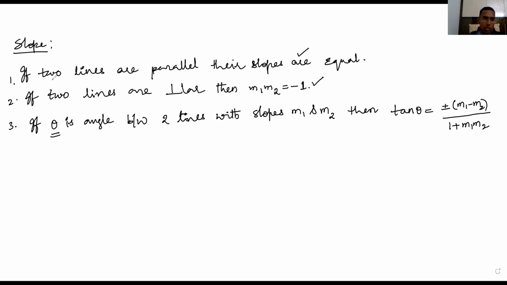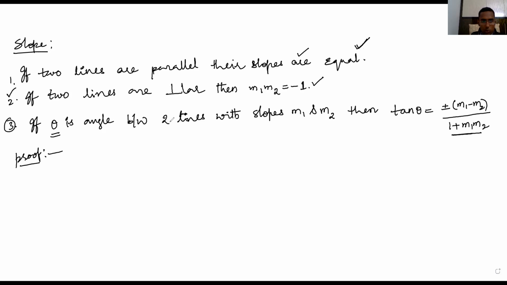So this is conventional. If two lines are parallel, then slopes are equal. That is a truth you should understand. If two lines are perpendicular, then M1 M2 equal to -1. If you know this proof, then you can understand this also. I'll just explain this.